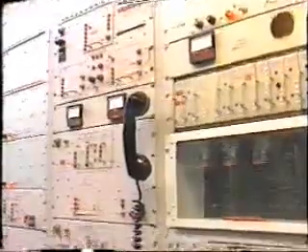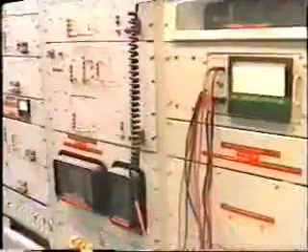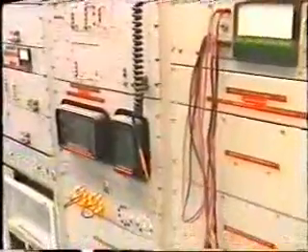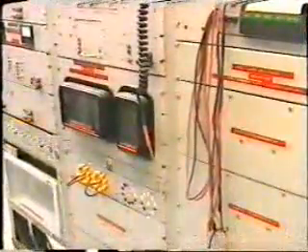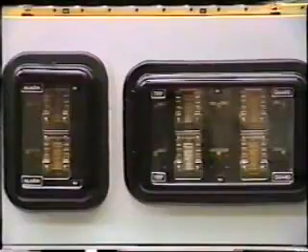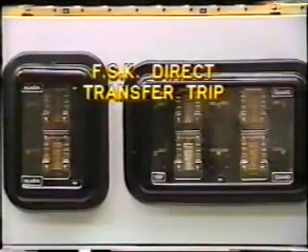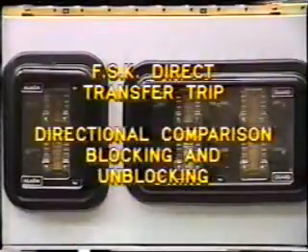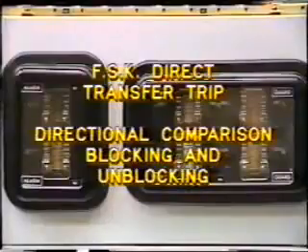Once all of the carrier system has been aligned and is in service, trip tests must be conducted to ensure that the combined protection scheme and carrier system function correctly. This would include such protection schemes as FSK direct transfer trip, directional comparison blocking, and unblocking. These and many other forms of pilot protection were discussed in earlier tapes in this series.